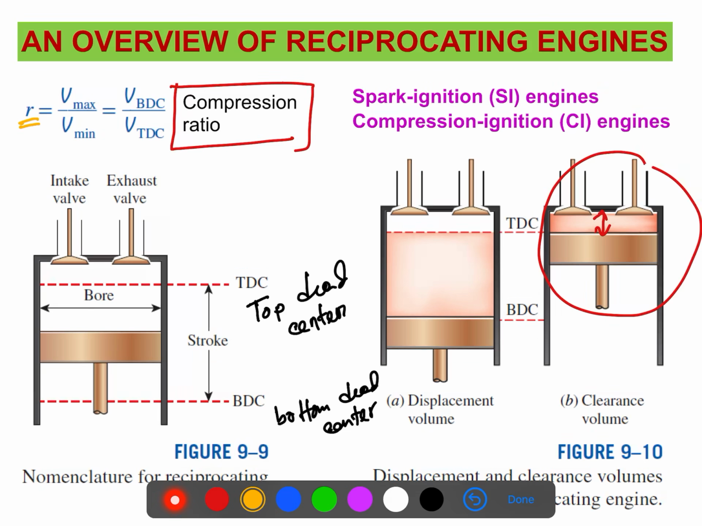In the future, when we discuss the SI engine and the CI engine, we'll use these terms again and again, so we're trying to introduce ourselves to them. Reciprocating engines can be discussed in two ways: one is the spark ignition, SI, engine, and the other is the compression ignition, CI, engine. That we will do later on.